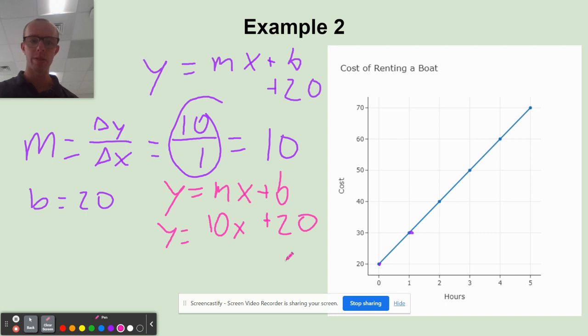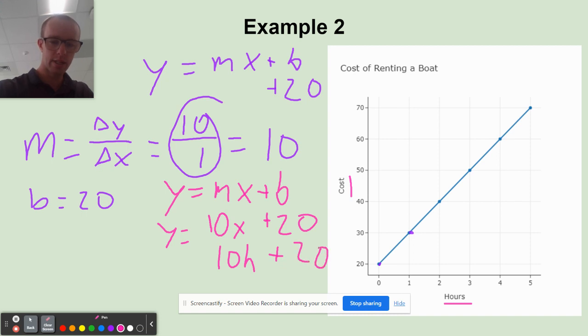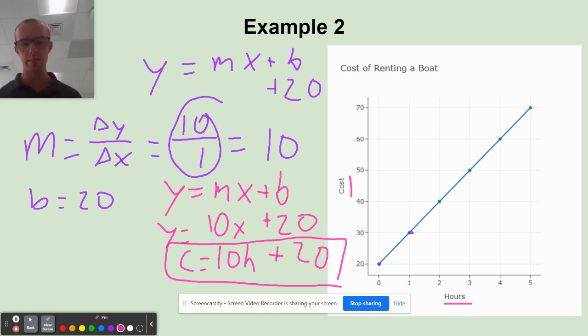But if I want to be more specific, I can also fill in the proper x and the proper y. So x is really hours. So I could write this as 10 times h, representing hours, and the cost, C. So what this means is the cost of renting the boat is equal to 10 times the amount of hours plus 20. That's what this equation means.